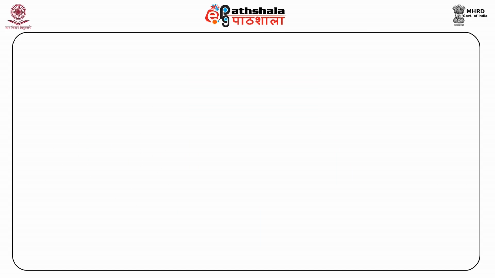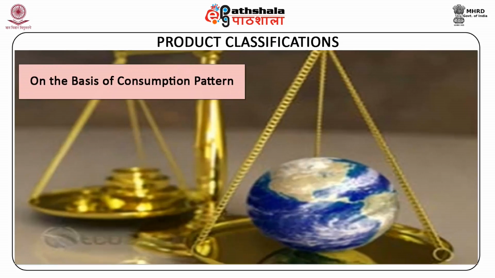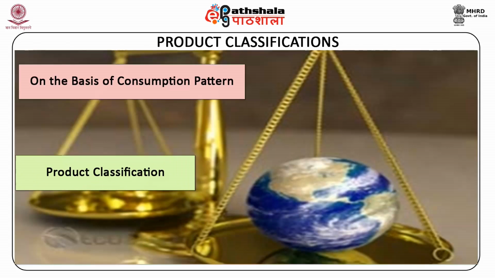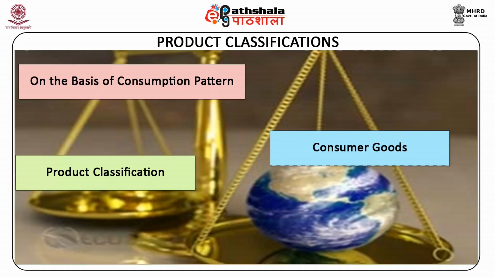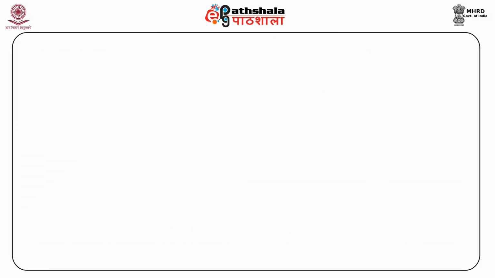Next, we will discuss product classification on the basis of consumption pattern. The products can also be classified on the basis of type of consumer and purpose for which the products are being consumed. In such cases, they fall in two categories: consumer goods and industrial goods. Under this, first we will be discussing consumer goods. Consumer goods are consumed by the final consumers for their own interests and not for commercial purposes.